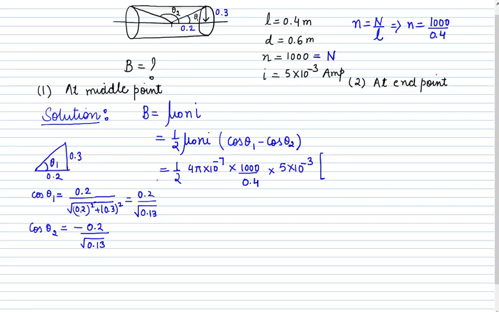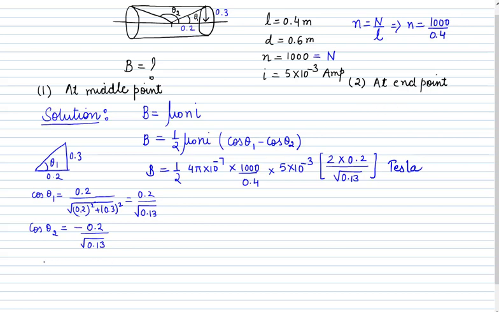So if you do cos theta 1 minus cos theta 2, this minus this, so these will add up. So this will be twice of 0.2 upon under root of 0.13. So now you have all the values, solve them out. So it comes out to be pi into 10 to the power minus 5 upon root 3. So this will be the magnetic field at the midpoint, and this field will be in Tesla. So this is our answer at the midpoint, and at the end point we can also calculate.